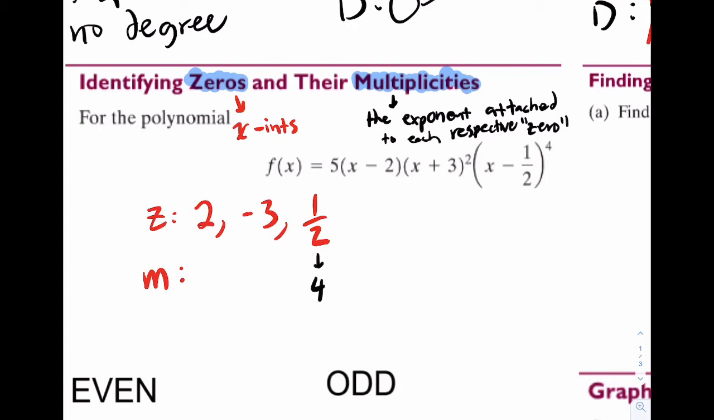And I just write it directly underneath like that. This negative 3 came from this, so the multiplicity is 2. Let's write 2 right there. And x minus 2, there's no number there, so we assume that's a 1. So there is our multiplicity, 1, 2, and 4. You don't have to put these arrows there. I just put them there to make it more clear. I typically just write the z and the m underneath, and I'll assume they're going to match like that.